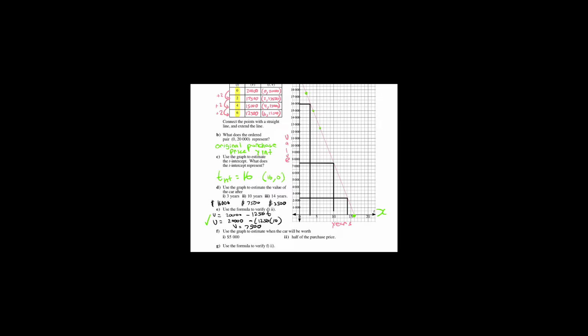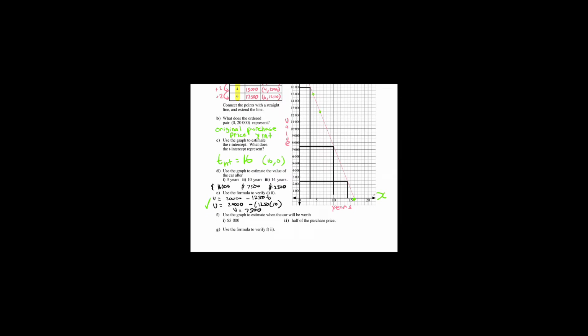Okay, and part F. Use the graph to estimate when the car will be worth 5,000. Well, it's the same thing we were doing before. We're just going to slide over the other direction. So 5,000 is going to come over this way, and wherever it hits the graph, I'm just going to make the line a little bit thicker so you can see it. So we're going to come over. Wherever it hits the graph, we're then going to go straight down. And you can see that that's going to be about 12 years.